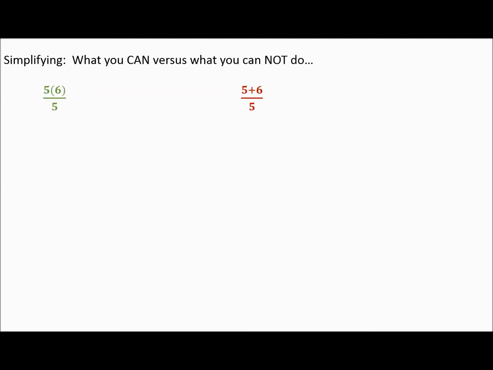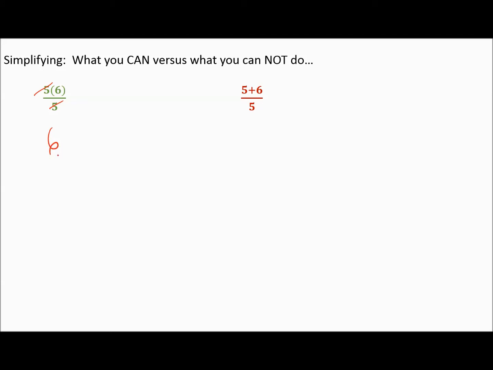I do want to spend a second talking about what you can do versus what you cannot do, because this is one of the largest mistakes that students make. Simplifying rational expressions. Notice the 5 and the 6 here, those are factors. Now, a factor is something being multiplied. So the 5 is being multiplied by the 6 and vice versa, the 6 times the 5. So those are factors. And I have a factor of 5 in the numerator and a factor of 5 in the denominator, so those cancel to give me 6.